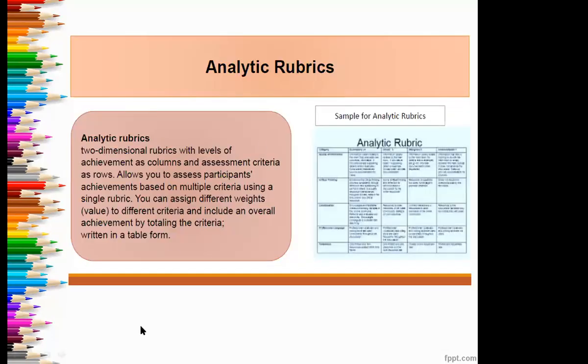Let's continue, please. Analytic rubrics. Analytic rubrics are two-dimensional rubrics with levels of achievement as columns and assessment criteria as rows. They allow you to assess participants' achievements based on multiple criteria using a single rubric. You can assign different weight values to different criteria and include an overall achievement by totaling the criteria, written in a table form. So as you see, there are two types of rubrics, holistic and analytic. For instance, the one that you designed is analytic.